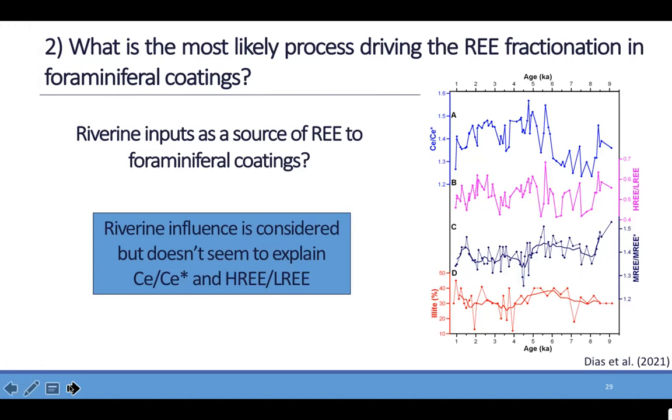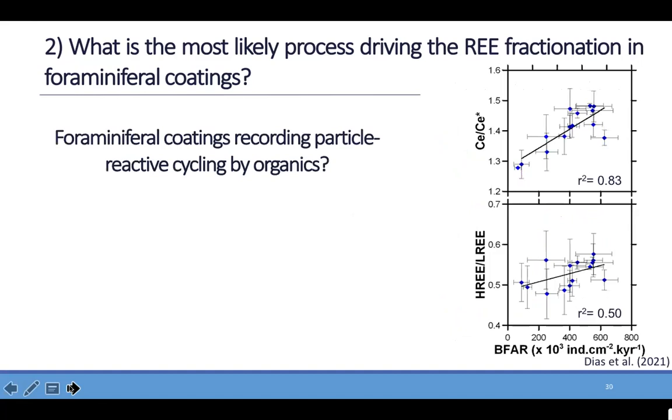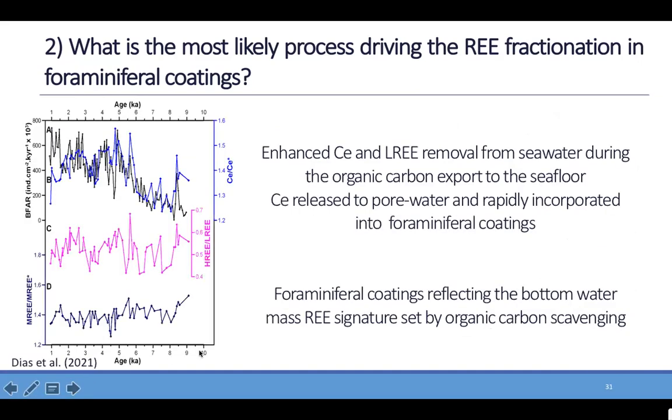By the end, then, we wanted to analyze the possibility of scavenging by organics influencing the rare earth element pattern. We compare the cerium anomaly and the heavy rare earth element ratio with the BFAR index. And what we have is a good agreement between these proxies. So this suggests that yes, these organics being exported to the seafloor could be driving this variability. When we plot them together, the black line is showing the BFAR variability over the Holocene, and it's matching exactly the tendency of the cerium anomaly. It's also matching the same peaks here.